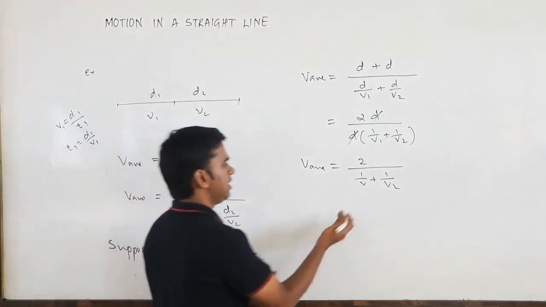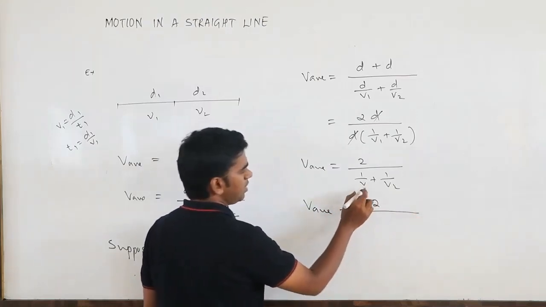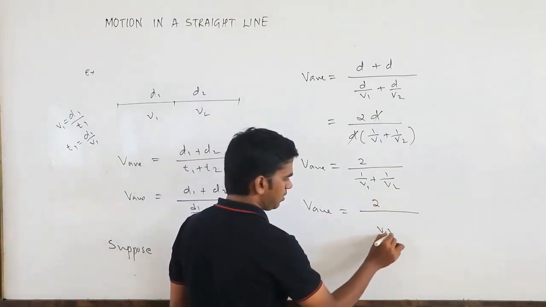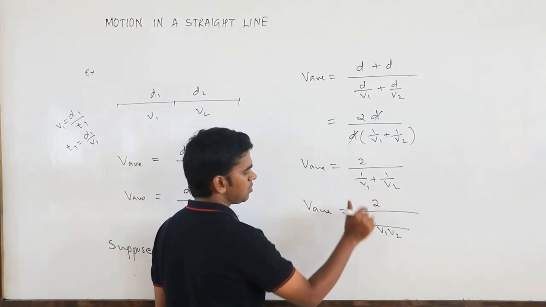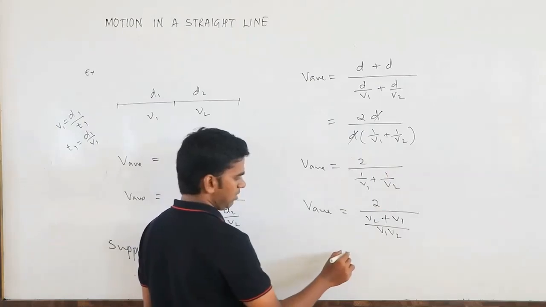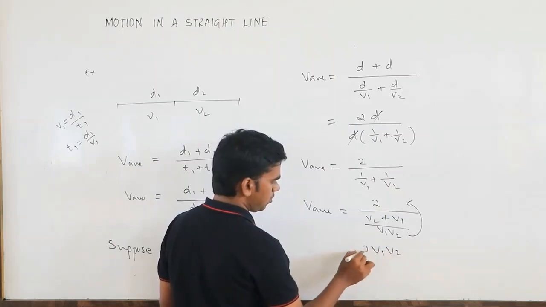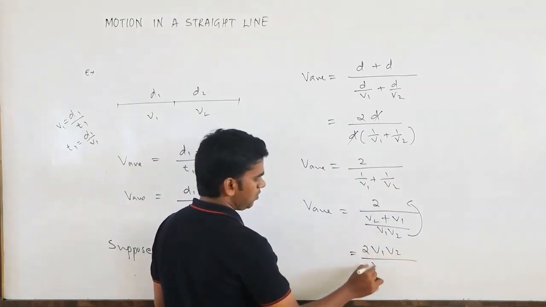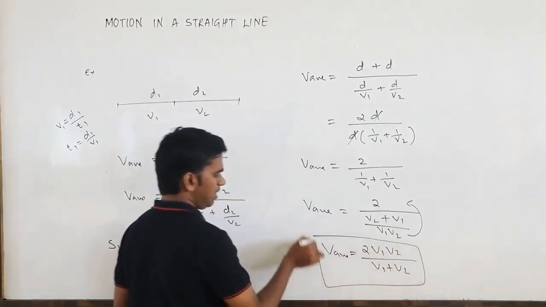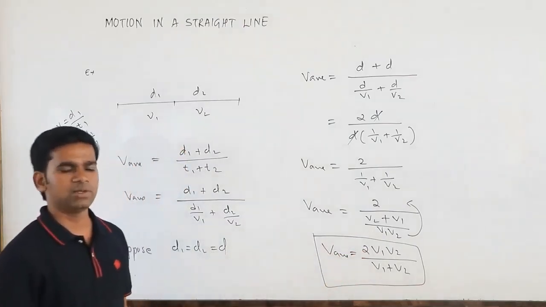If you want to reduce or make it simpler, V average equals 2 divided by 1 by V1 plus 1 by V2. Can you take LCM? So LCM is V1 into V2. So here V1 is there, so multiply with V2, plus here V2 is there, multiply with V1. So what you will get? Take V1 V2 here. So 2 V1 V2 divided by V1 plus V2. So that is the V average. V average equals 2 V1 V2 divided by V1 plus V2. Like that also you can remember.